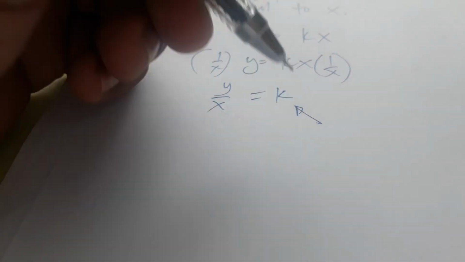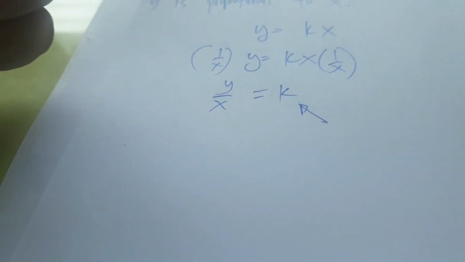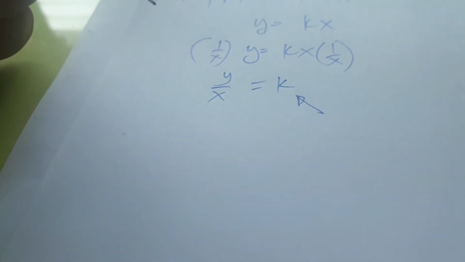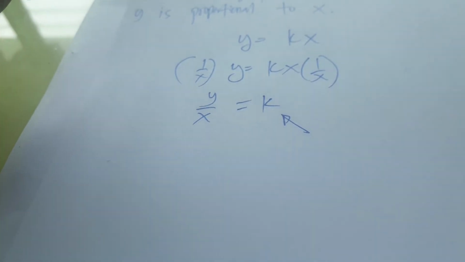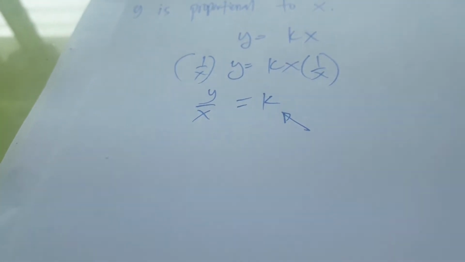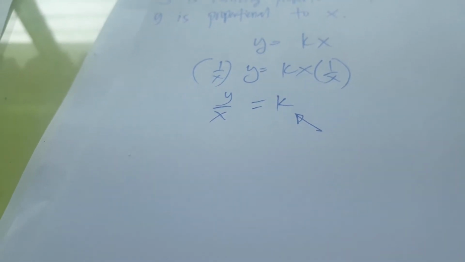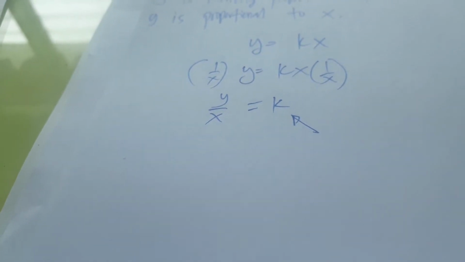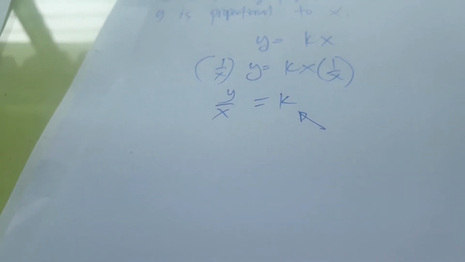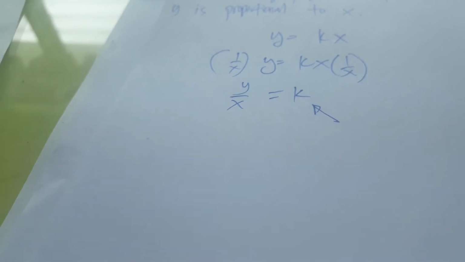Since now we have the ratio defined, direct variation is a type of variation where the ratio is constant. If you have the same ratio, that is already direct variation. So k is called the constant of variation.